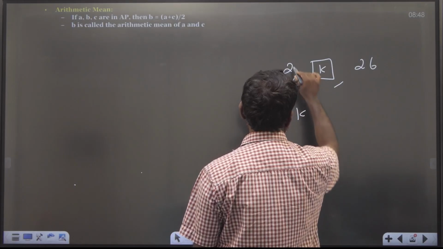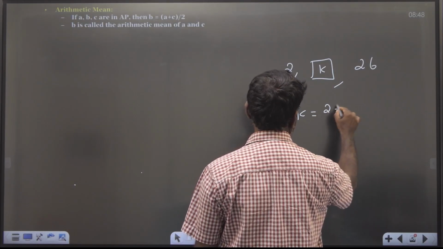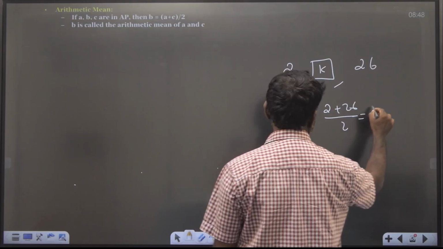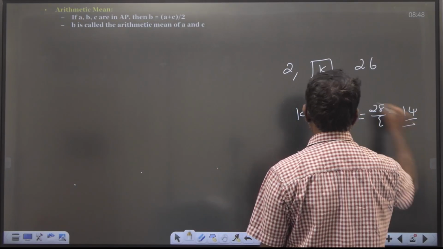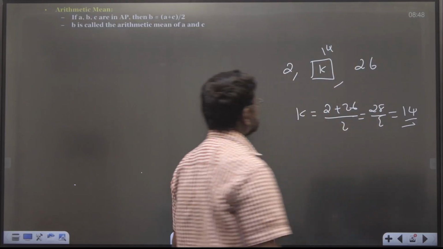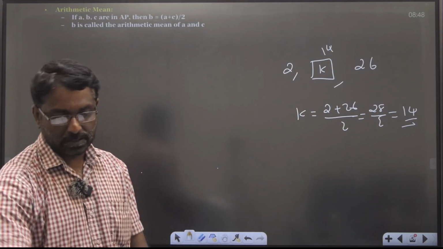K is equal to (A plus B) by 2. That is (2 plus 26) by 2. That is 28 by 2. That is how much? 14. 14 is the answer. K is equal to 14 is the answer. Missing term.